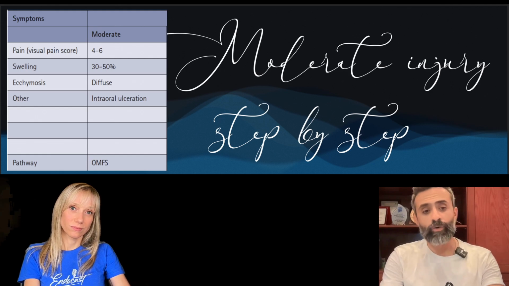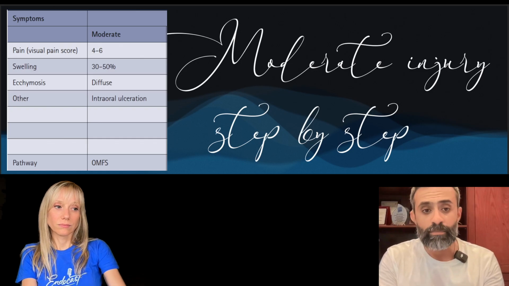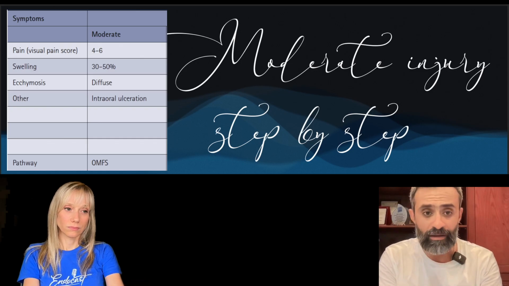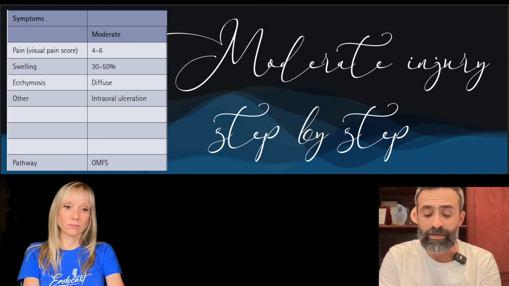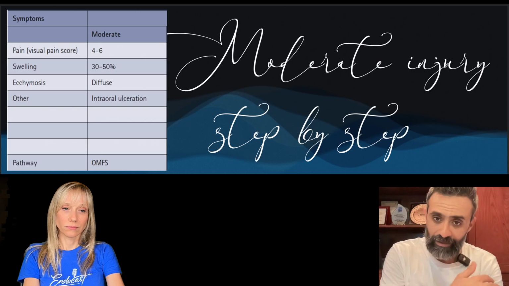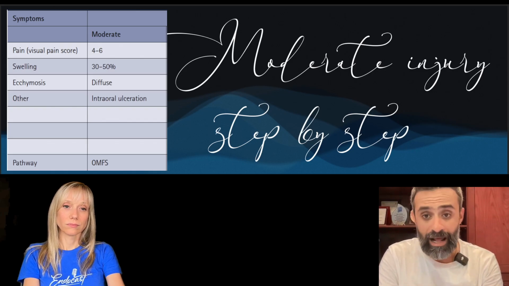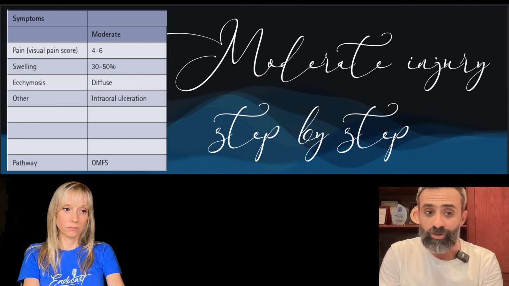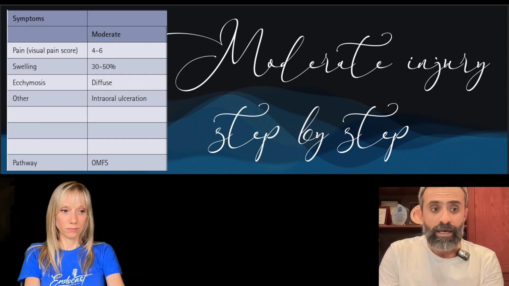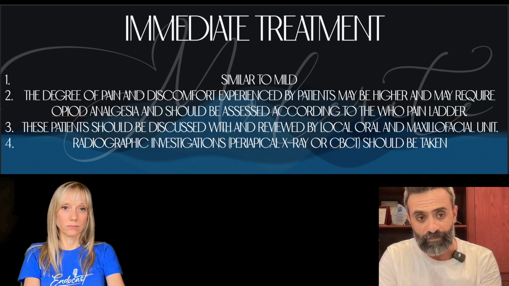But on the other hand, if we have moderate injuries, these are presented as pain on the scale of 4 to 6 on a visual analog scale, and the swelling can be 30 to 50% more than the unaltered normal side, the opposite side, with diffuse ecchymosis and intraoral ulceration. Moderate injuries require specialist assessment in the first place, imaging, and management of the soft tissue injuries.